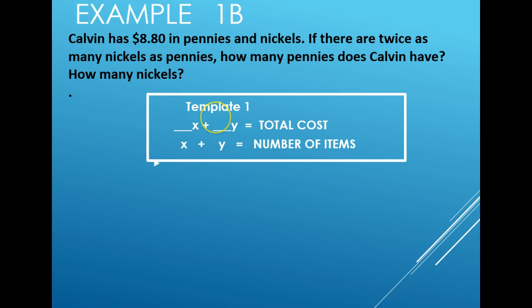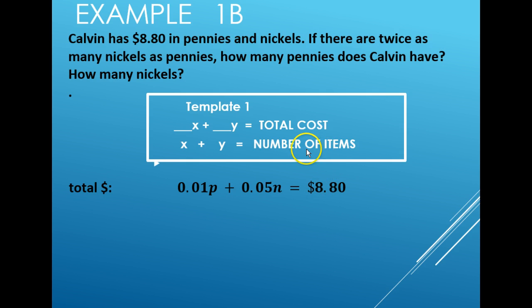And we're going to have a per cost for the second type of coin. In our case, it's nickel, so I'm going to put 0.05 there. The total amount of money or total cost is going to go here, and the number of items is going to go in the second equation. So the first one is easy. We're going to write a penny value times the number of pennies plus a nickel value times the number of nickels equals the total money we have, or $8.80.